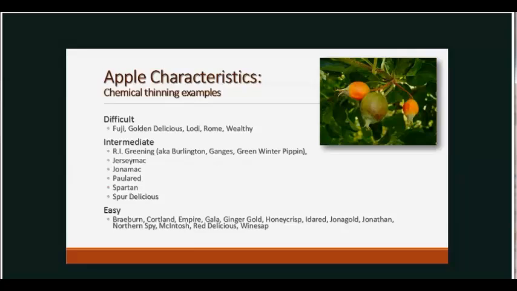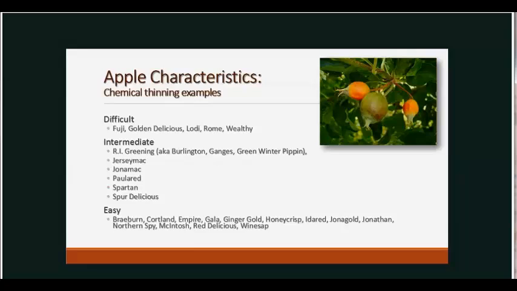Those that are notoriously difficult to chemical thin include the Fujis, the Golden Delicious, the Lodi, Rome, and Wealthies. Those that are considered intermediate, again, you need to be somewhat aggressive with these. And when I mean aggressive, that usually means starting very early, and that would be at petal fall.